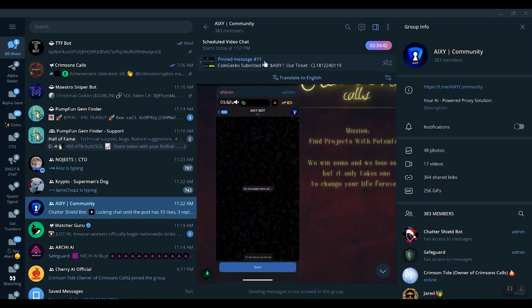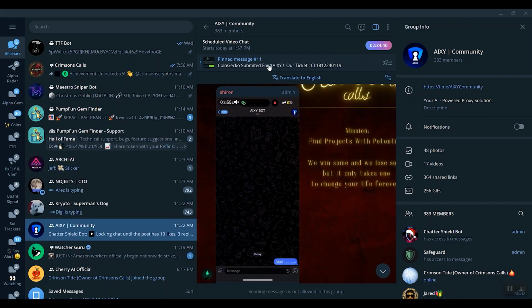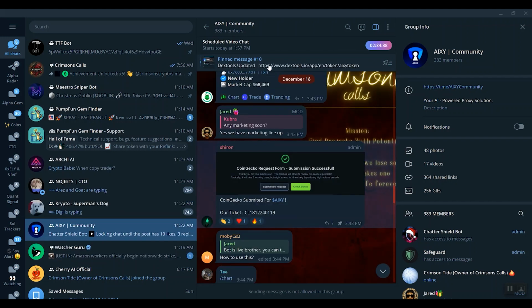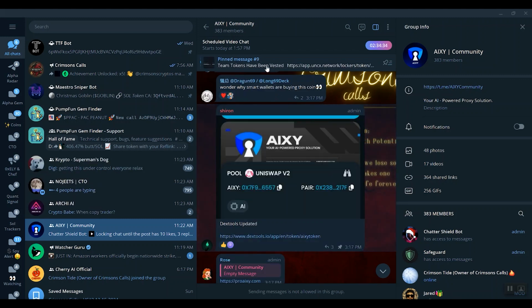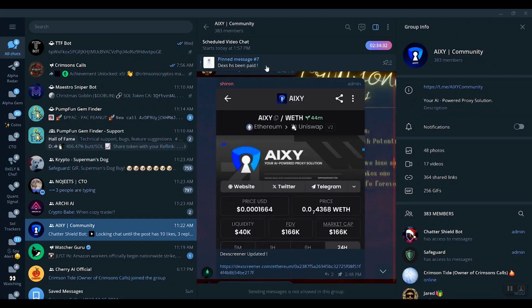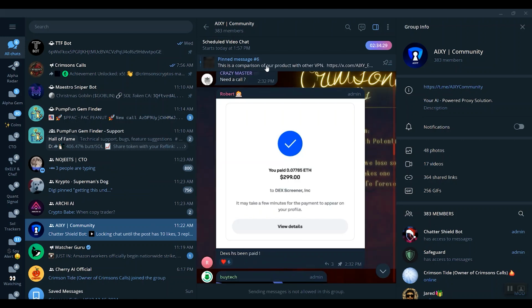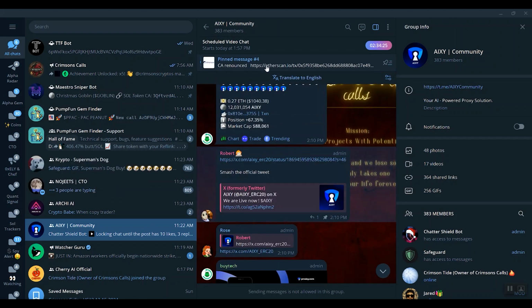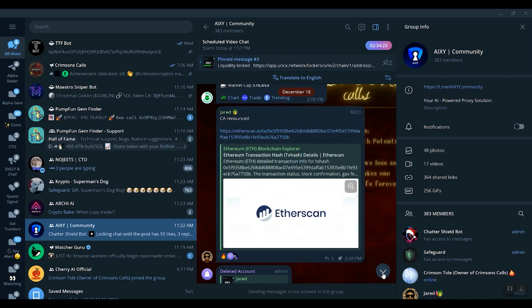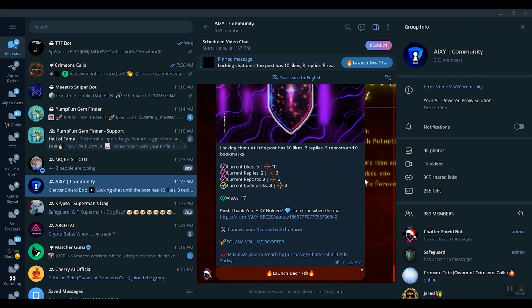So they've got a tutorial here in terms of how to use their platform. Okay, and then they submitted an application to CoinGecko, updated their DEX tools, team tokens are vested. They updated Dexscreener. Okay, the DEX has been paid. So I mean, there's definitely some decent information here. They talk about the liquidity being locked and it being renounced as well.